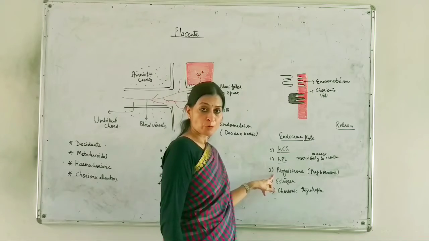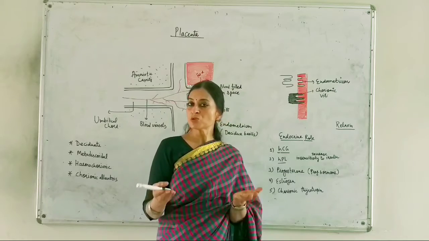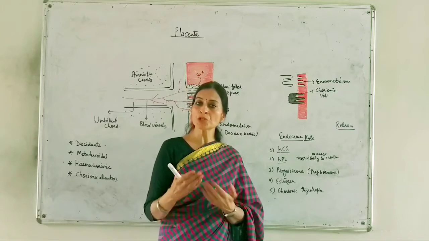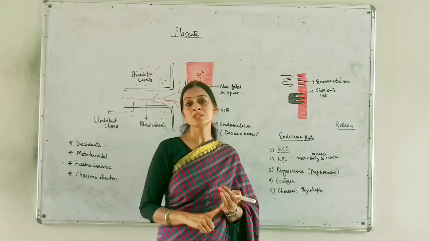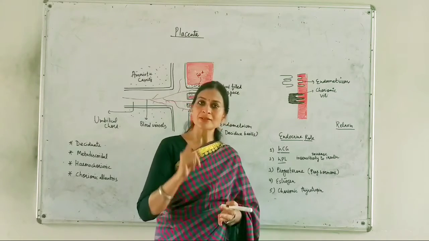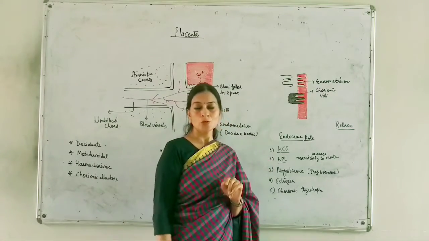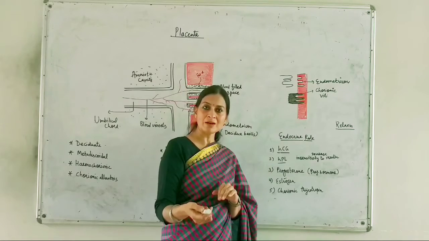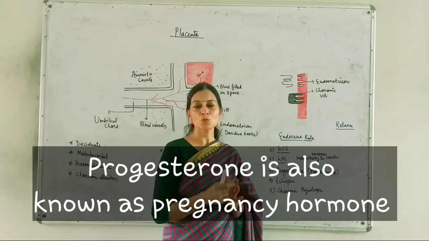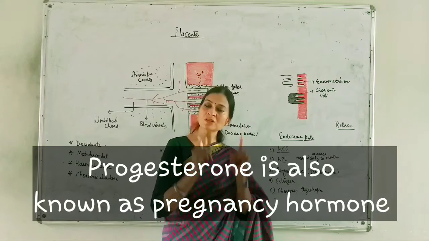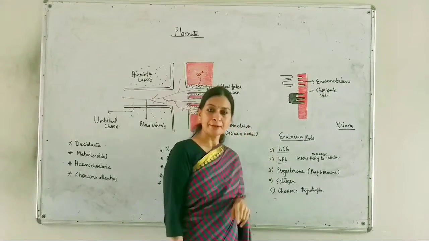The next hormone is the progesterone. Now, if I am going to ask you what is the source of this progesterone, who is going to release this progesterone, then we have heard that the progesterone is released by the corpus luteum, but this is the hormone which is also released by the placenta. So both corpus luteum and placenta are releasing this progesterone, which is known as pregnancy hormone. Why pregnancy hormone? Because it is the hormone which will maintain this endometrial lining.